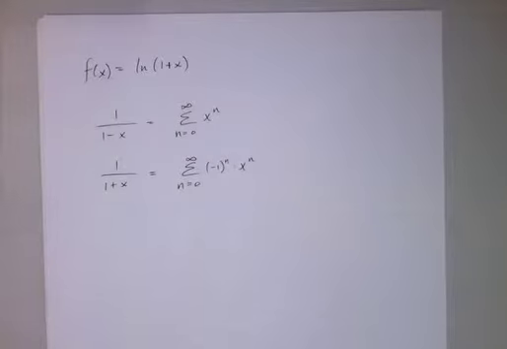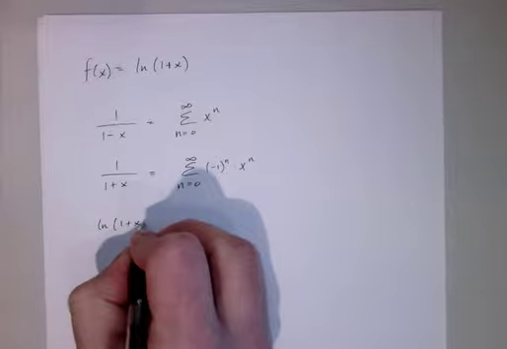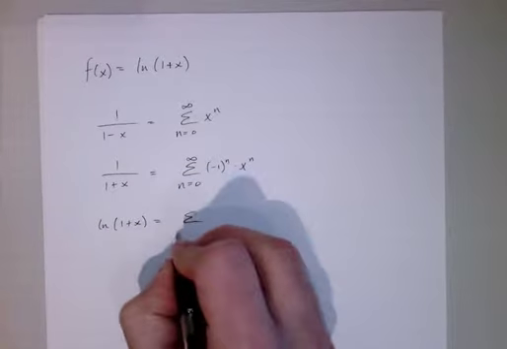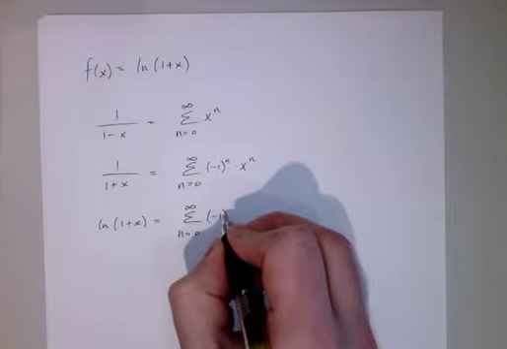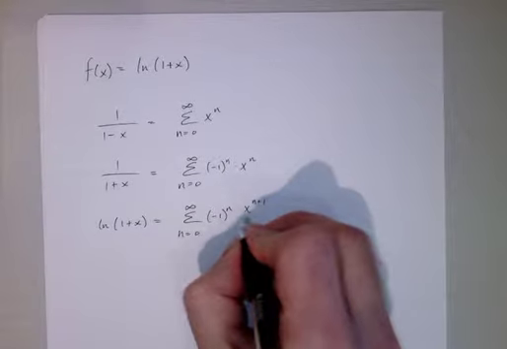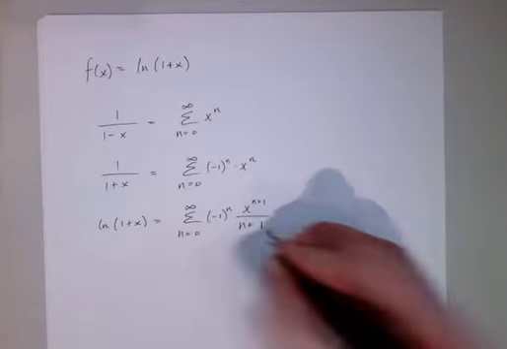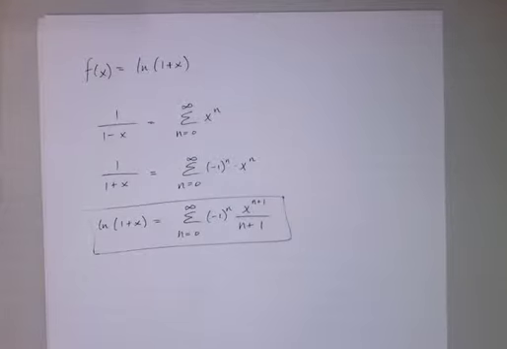How do I get from 1 over 1 plus x to natural log of 1 plus x? And you're right, you'd anti-differentiate, or integrate. So we have natural log of 1 plus x is equal to, well, that doesn't change the alternating aspect of it any more than differentiating does. And I just do the undoing of the power rule, and that right there should be it.